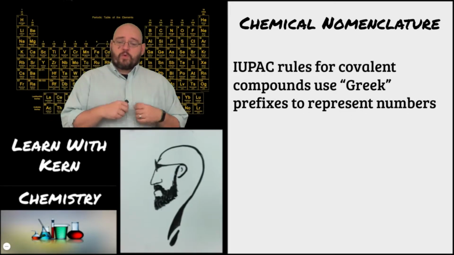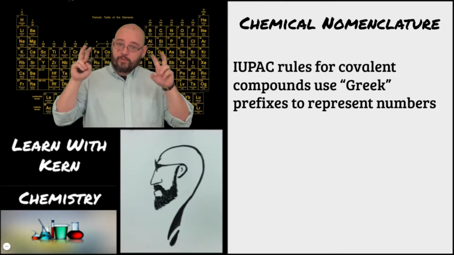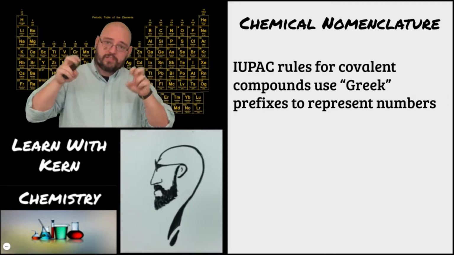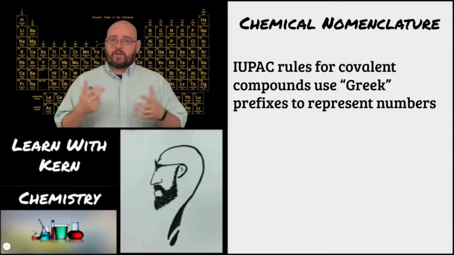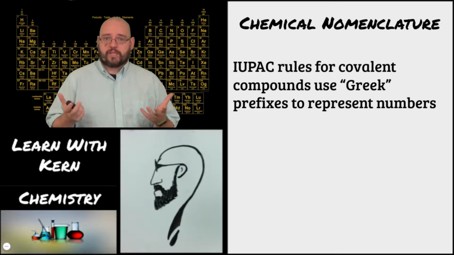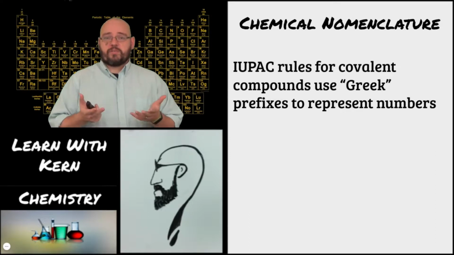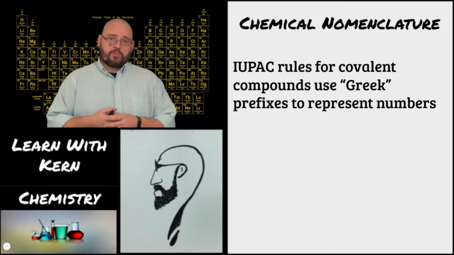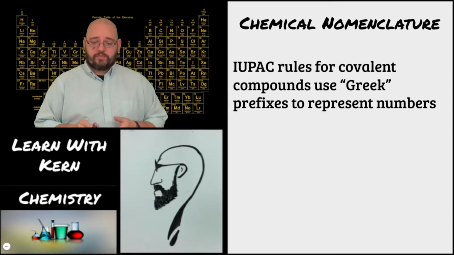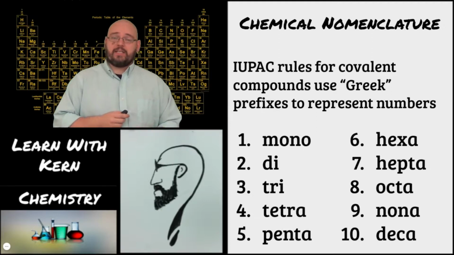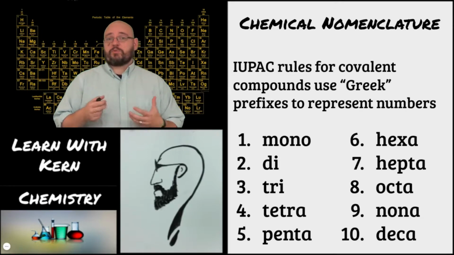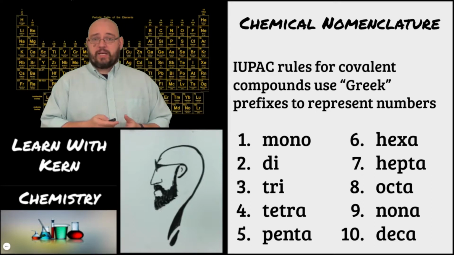So the IUPAC rules for covalent compounds use Greek prefixes. Now, I'm saying Greek prefixes because not all of these are actually Greek words. They could be Latin or some Germanic or Russian roots. I'm just going to use the term Greek prefixes for simplicity. A lot of them are Greek, so I'm just going to say they're Greek prefixes for us to be able to talk about it a whole lot easier. They're the covalent prefixes: mono, di, tri, tetra, penta, hexa, hepta, octa, nona, and deca. So these are the prefixes along with the numbers they represent. We use these prefixes to represent numbers of atoms in our IUPAC system.